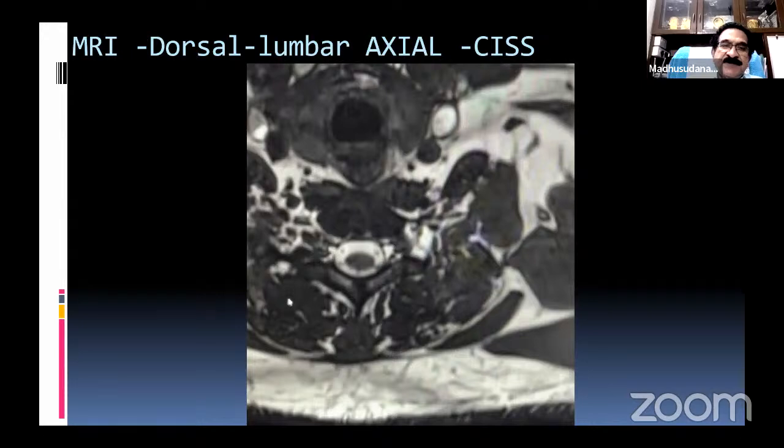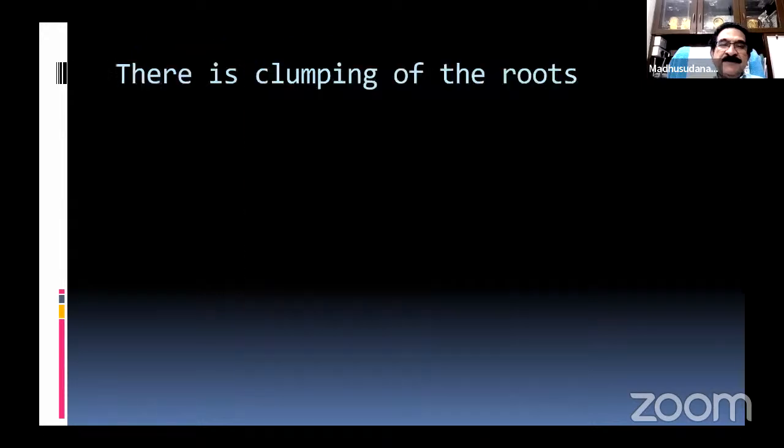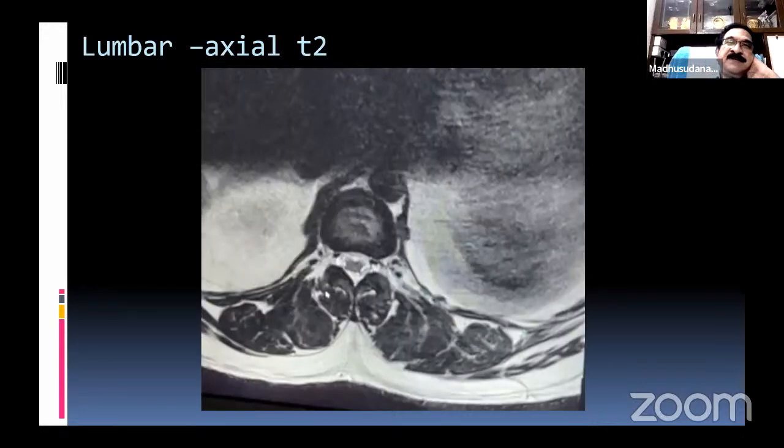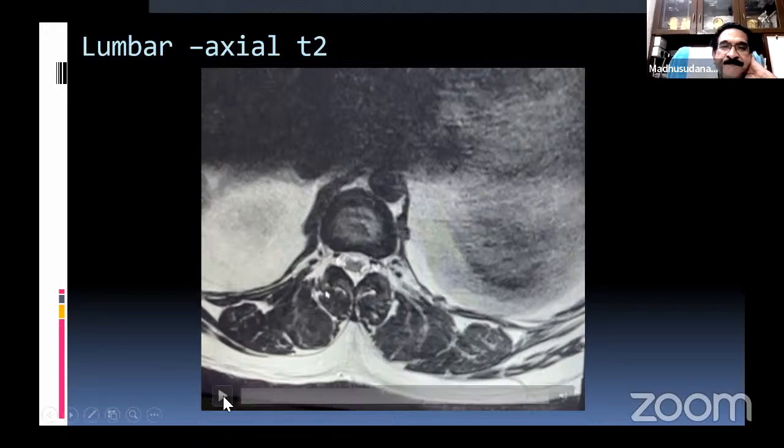So that's only dorsal, sorry. Not. So there is clumping of the roots that could be seen there. Now what do you want? Axial cut. So an axial cut was taken.